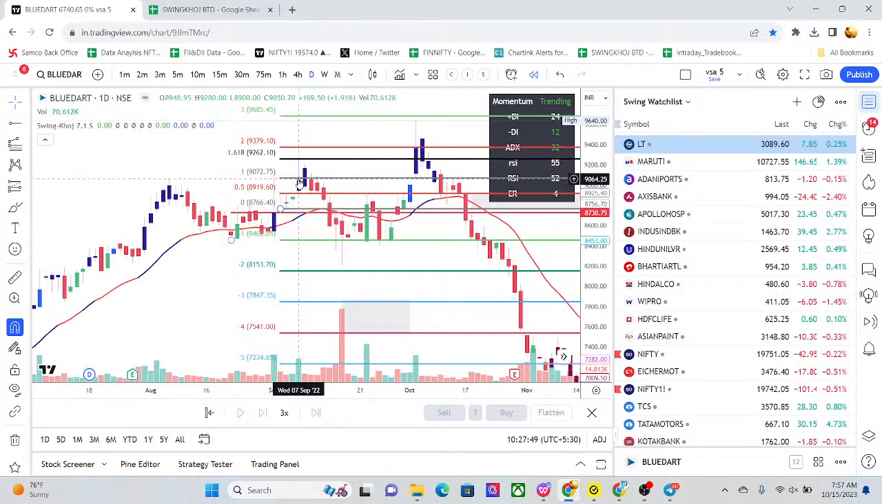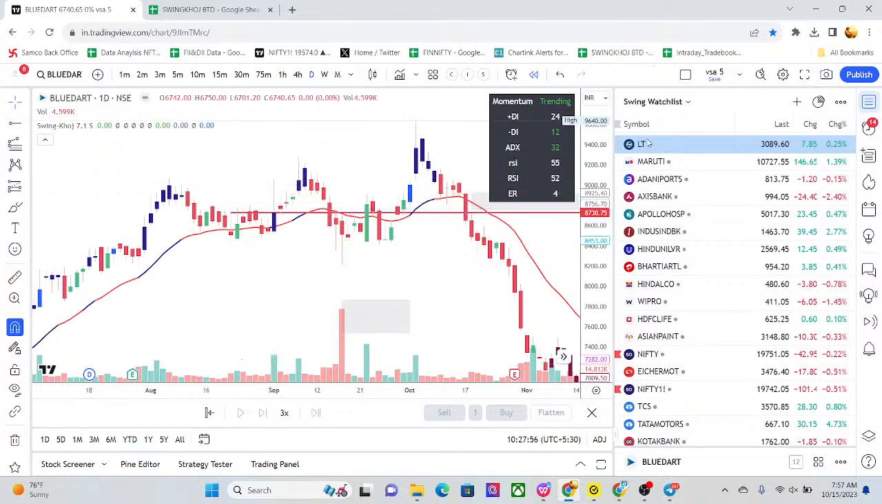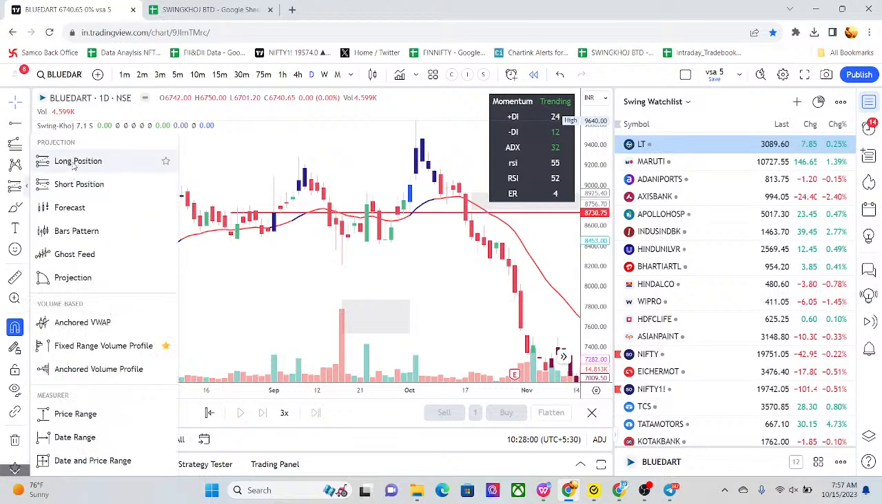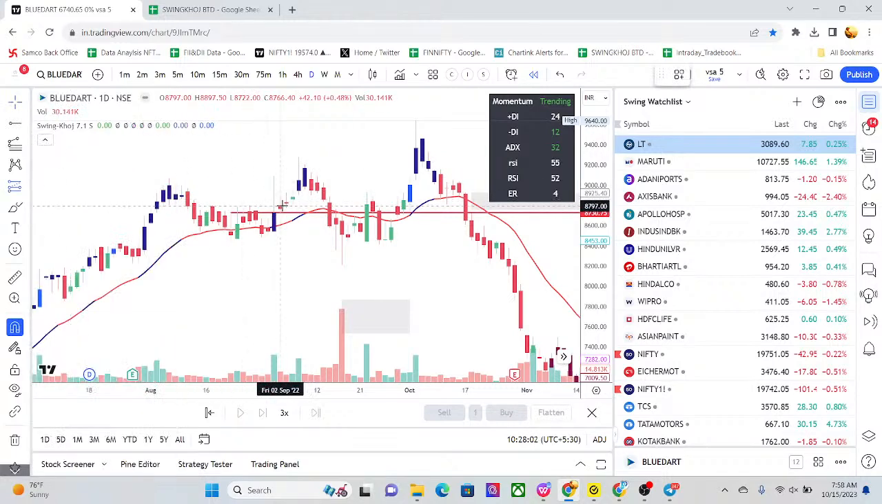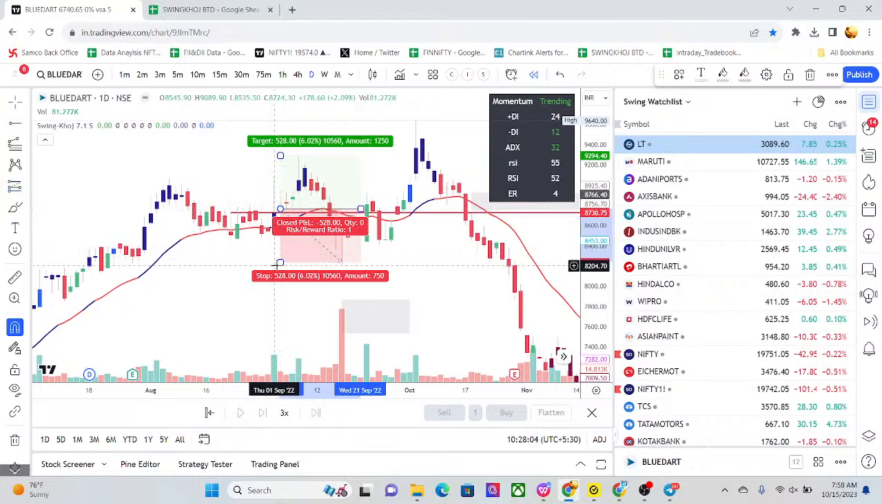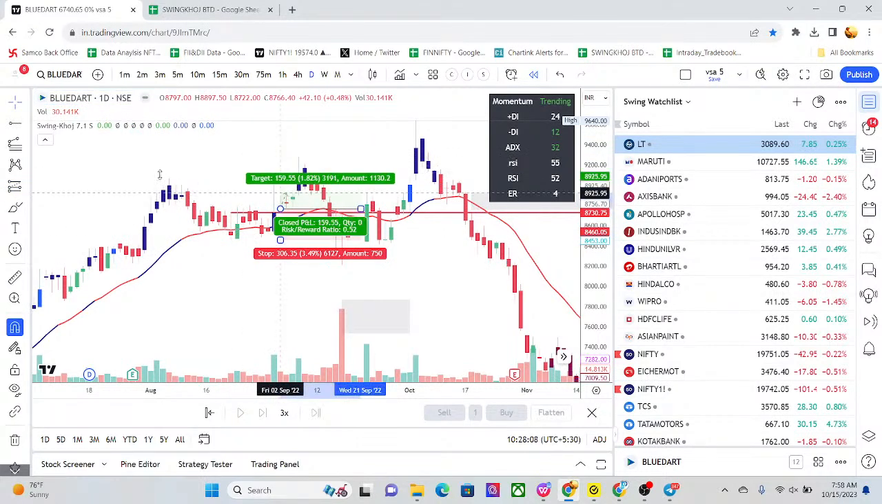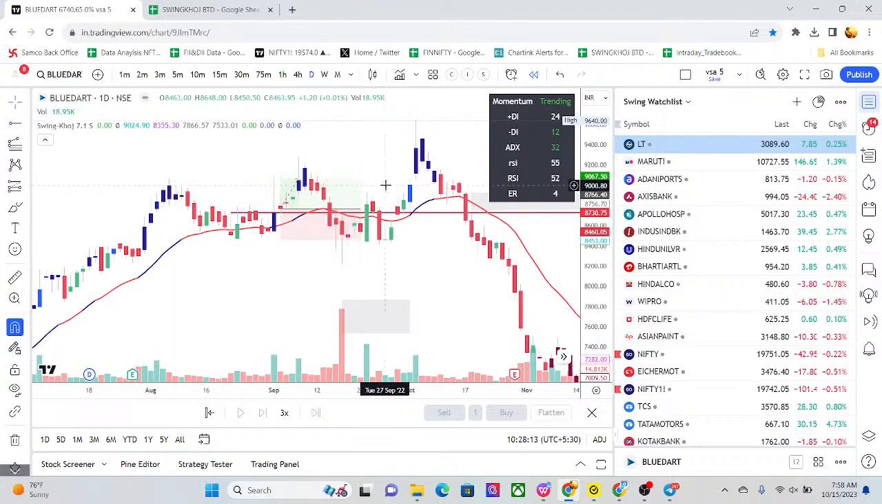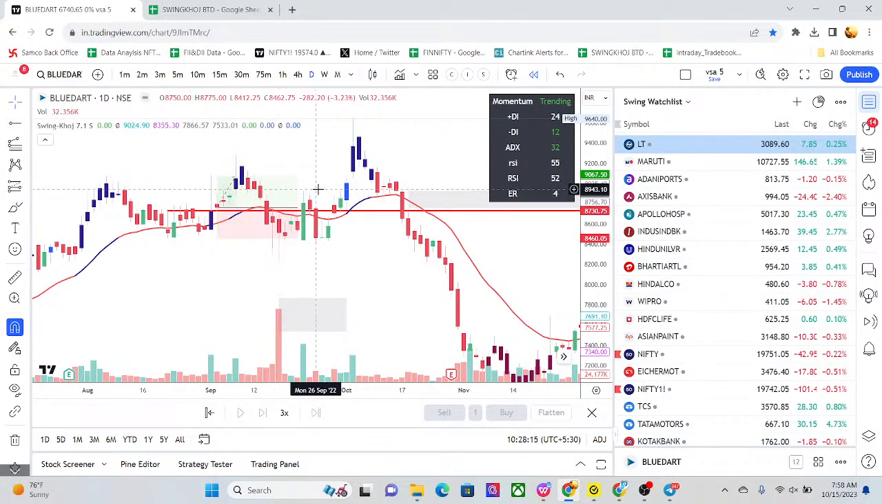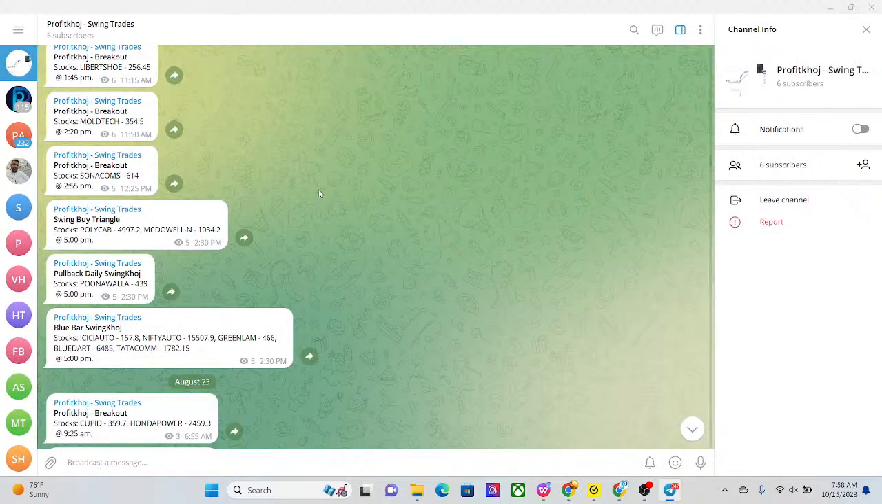We can go for 1:1. At least we should get a risk reward of 1:1. Otherwise, we will not take the trade. Simpler, I'll show you long short. For example, this is the entry. This is a stop loss. So at least we want 1:1. If you don't get 1:1, we will not enter. Let's check another, Tata Com.